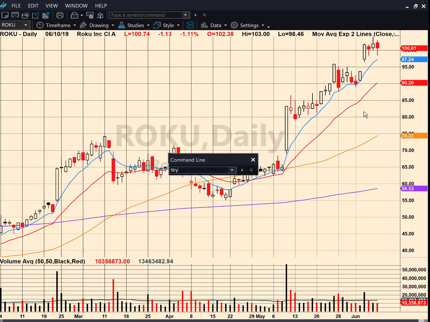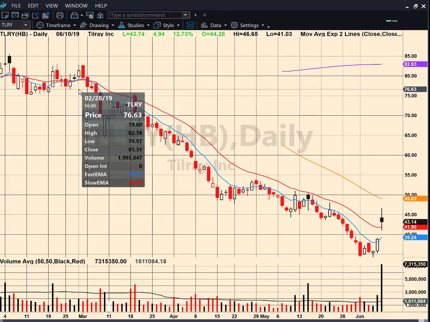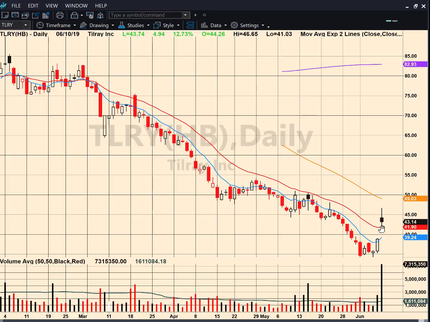TLRY was in the news. They had a nice pop today, 12%, 7.3 million shares. The average is about 1.6 million, so that's a whopper of a move. It is a high wave doji type situation, but we did finish up and we're above the red line. The red line now, the 20-day EMA, is something we haven't closed below since February. That would be my trailing stop if I wanted to consider trading this one bullish.